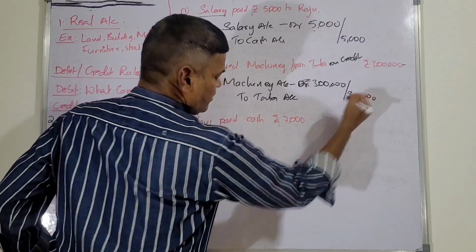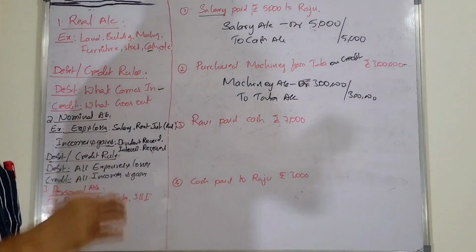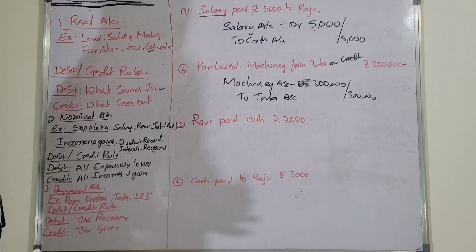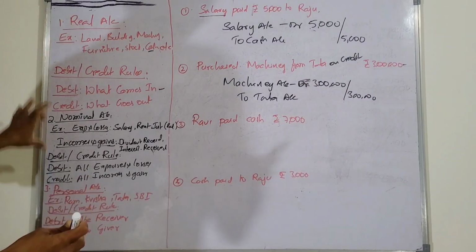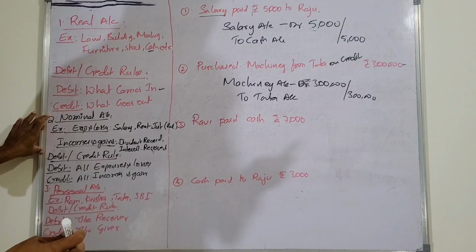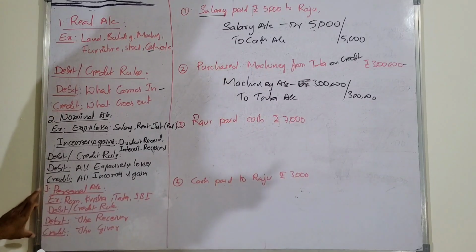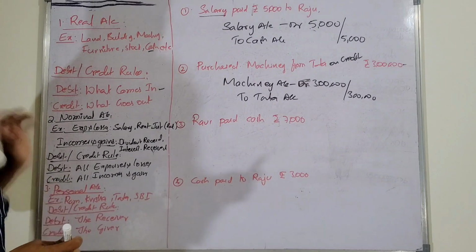right? Again, I'm explaining to you. For every debit and every credit, we have to check first real account. If you are getting the answer here, okay. Otherwise, we have to check according to nominal account. If you are getting the answer here, okay. Otherwise, we have to check according to personal account. Definitely, we'll get it here, right?